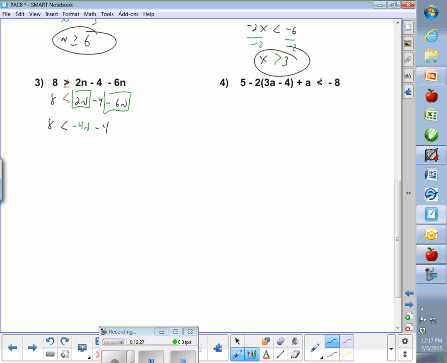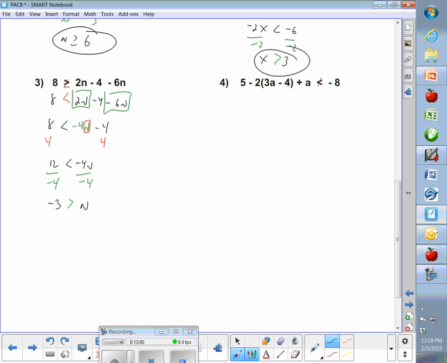Okay, for time's sake here, now let's isolate the variable. It's right there. So I'm going to add a positive 4 to both sides. I get 12 less than negative 4n. We can use the shortcut. Instead of multiplying by the reciprocal, we can divide by negative 4. And I always remember when multiplying or dividing by a negative to do what? Flip the symbol. Positive divided by a negative is a negative. That's a negative 3 is greater than n.